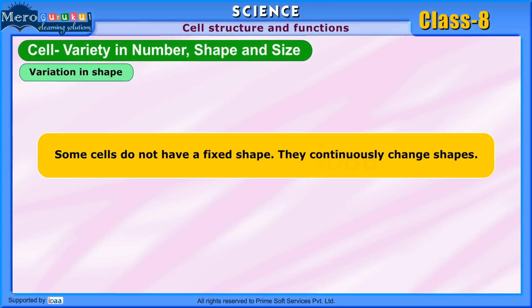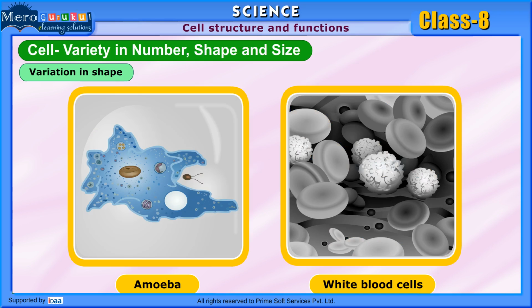Some cells do not have a fixed shape. They continuously change shape. Example: amoeba and white blood cells.